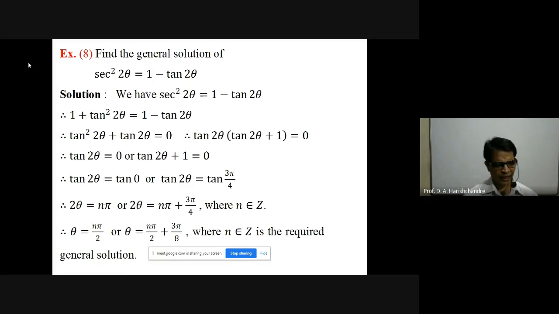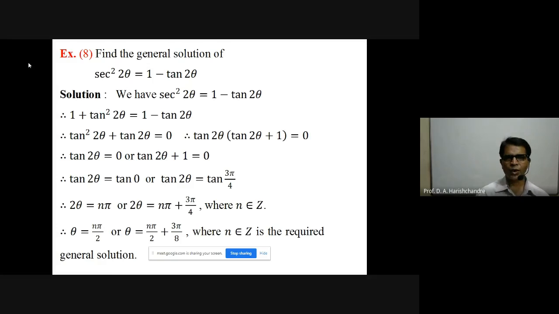Example number 8. Find the general solution of sec square 2 theta is equal to 1 minus tan of 2 theta. This is a slightly different kind of trigonometric equation, but don't worry about that. We have to transform it into standard form, and then we have to use the standard results. So here what I am going to do first: consider the trigonometric equation sec square 2 theta is equal to 1 minus tan of 2 theta, and that left hand side sec ratio first transform into tan.